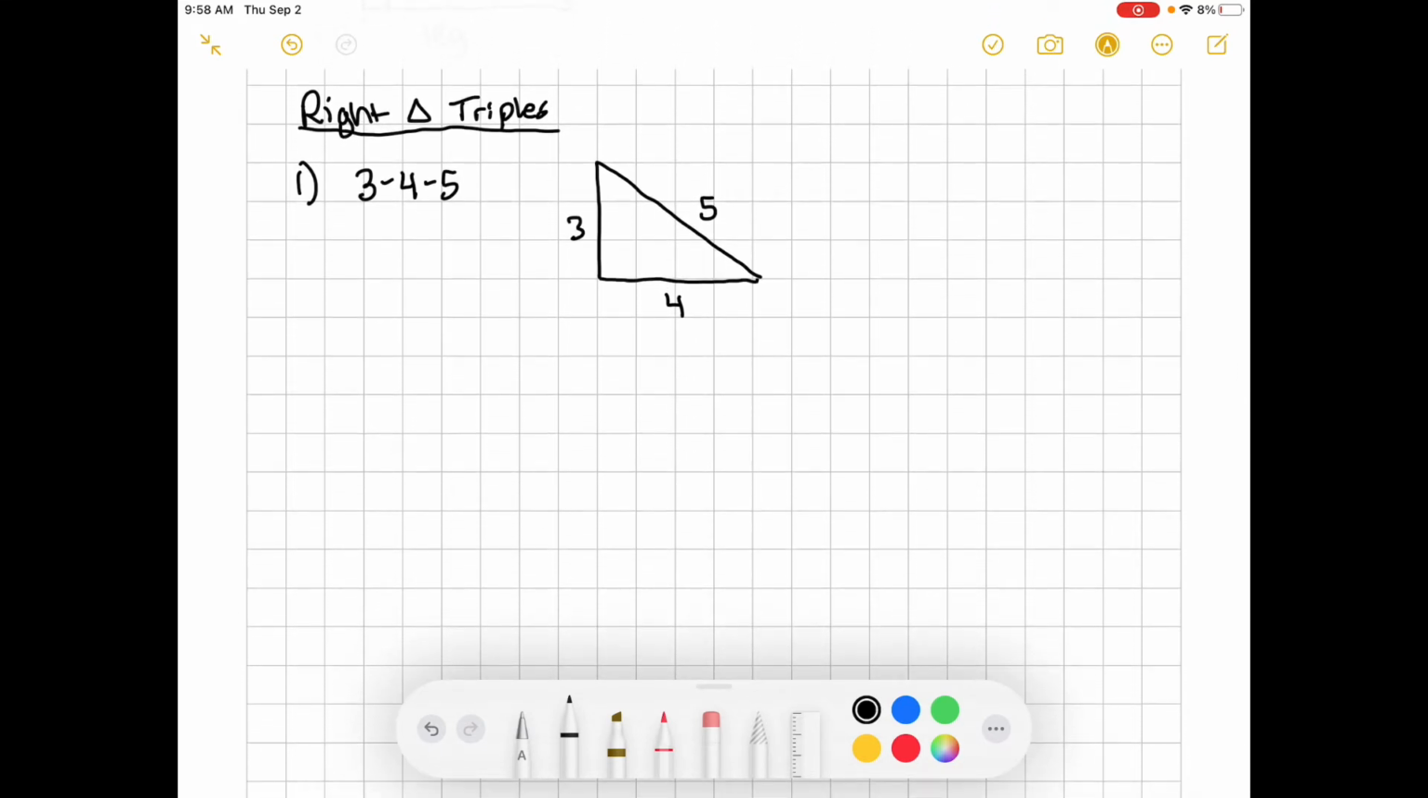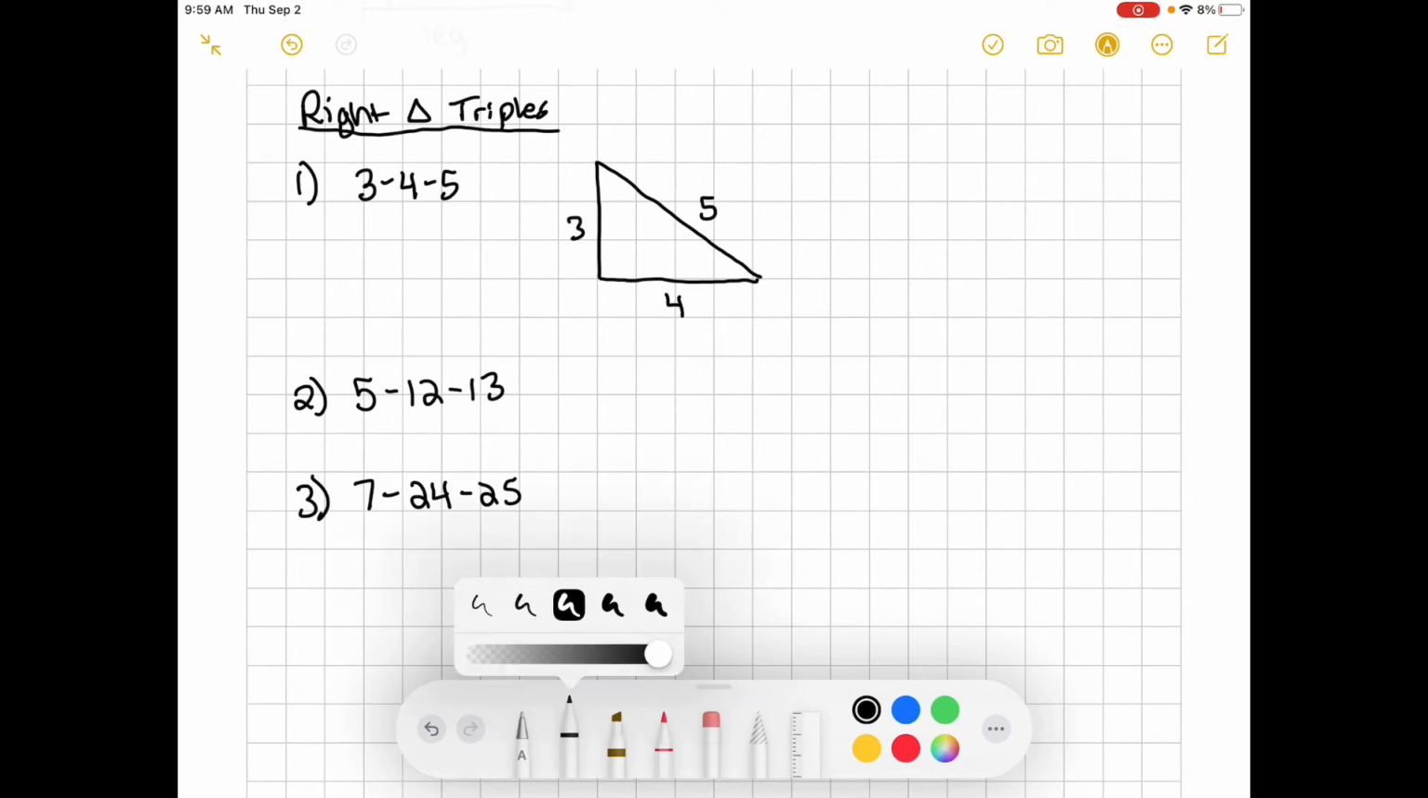Okay? And then the second one we have is a 5, 12, 13. And so your legs would be 5 and 12, your hypotenuse will be 13. The third one would be 7, 24, 25. And then the fourth one you need to memorize, well, come on, pen.